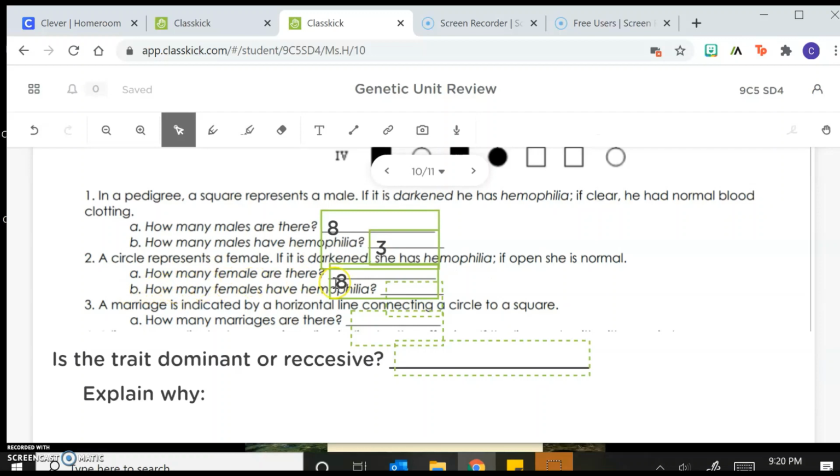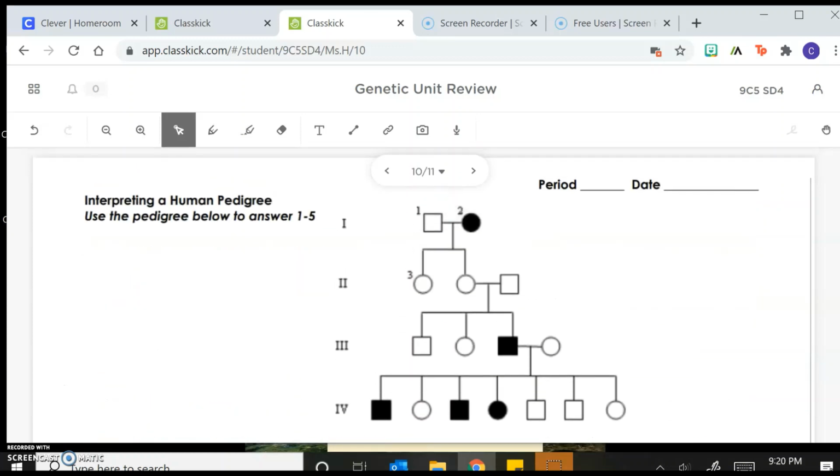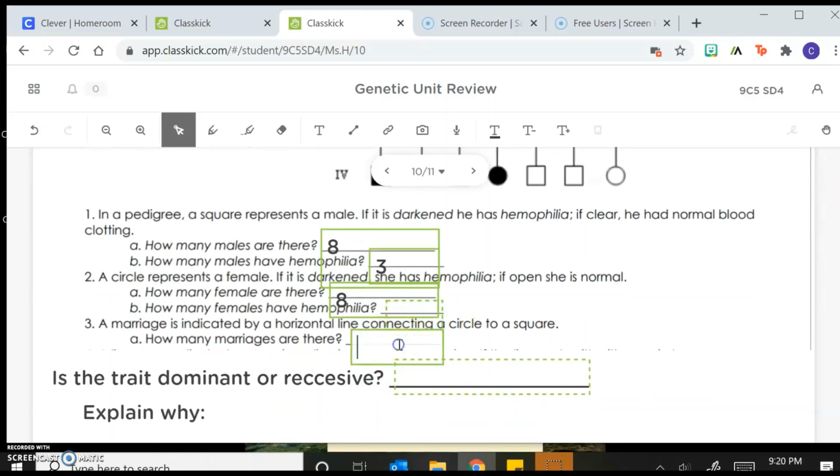Next, it says how many females have hemophilia. Well, I know if it's a darkened circle, we have hemophilia. So I have 1, 2. I have two hemophiliac females.